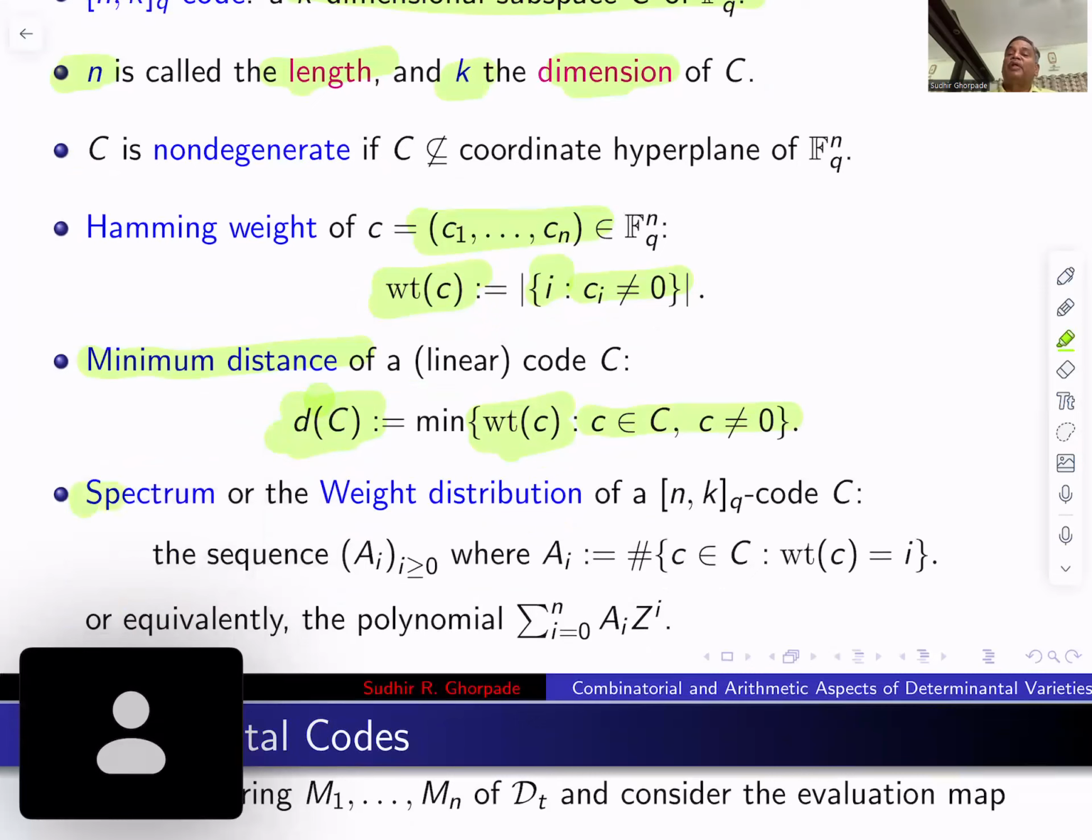And another important parameter, which is kind of like a horoscope of a code, is what's called the spectrum or the weight distribution. It is essentially telling how many code words I have, elements of C are called code words, of a given weight i.